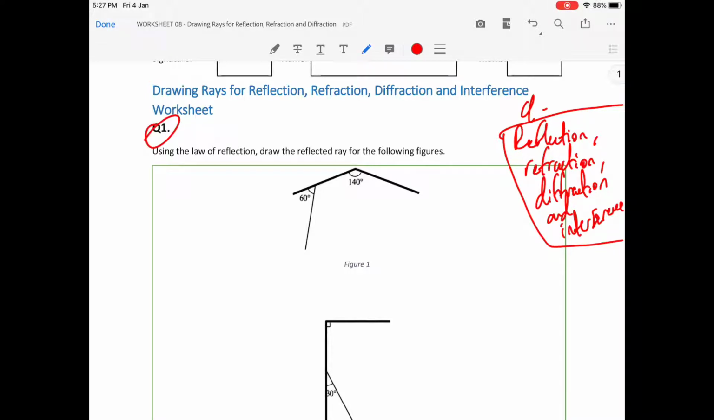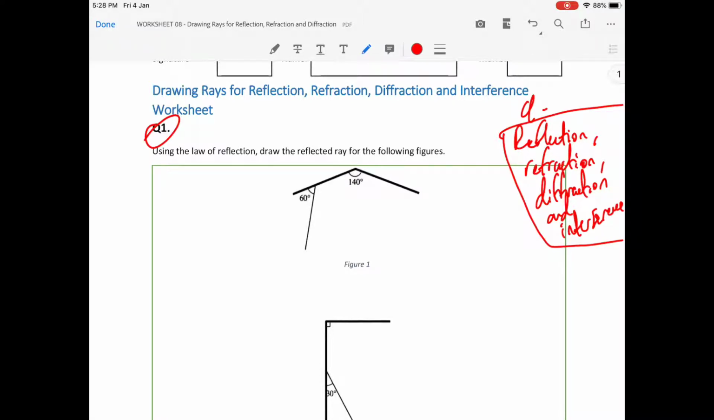This is a reflection question because these are mirrors. They are not glass. They are mirrors, and the ray can't go through. When the ray hits at this point here, this point here and this point here, it's going to get reflected. Let's try this question.